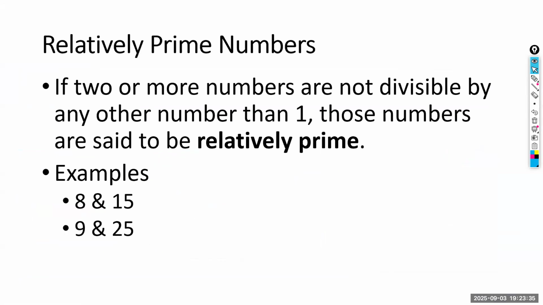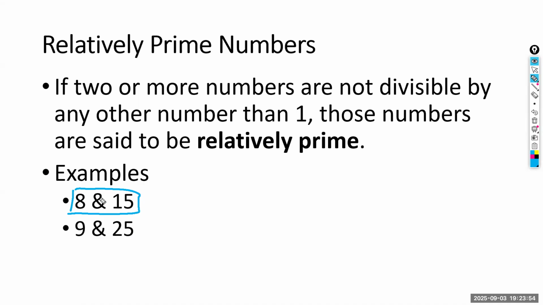So then what is meant by relatively prime numbers? A prime number is a number like 3, 11, 17. Relatively prime means that two numbers can be either relatively prime or not relatively prime.